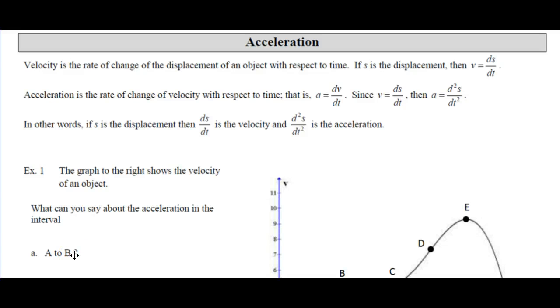So velocity is the rate of change of displacement of an object with respect to time. If s is the displacement, then v is equal to ds by dt, and acceleration is the rate of change of velocity with respect to time, or dv by dt, or d2s by dt squared, the second derivative of the position function. In other words, if s is the displacement, then ds by dt is velocity, and d2s by dt squared is the acceleration.